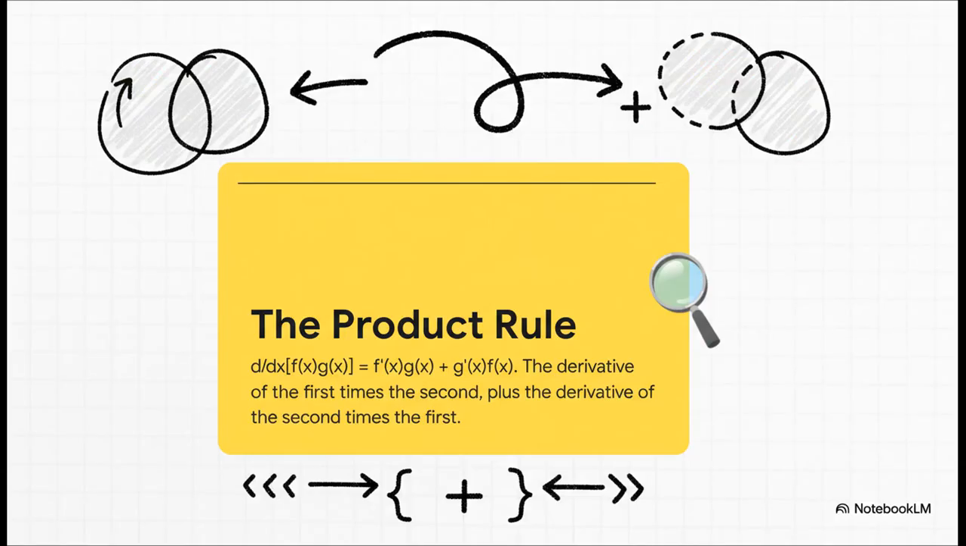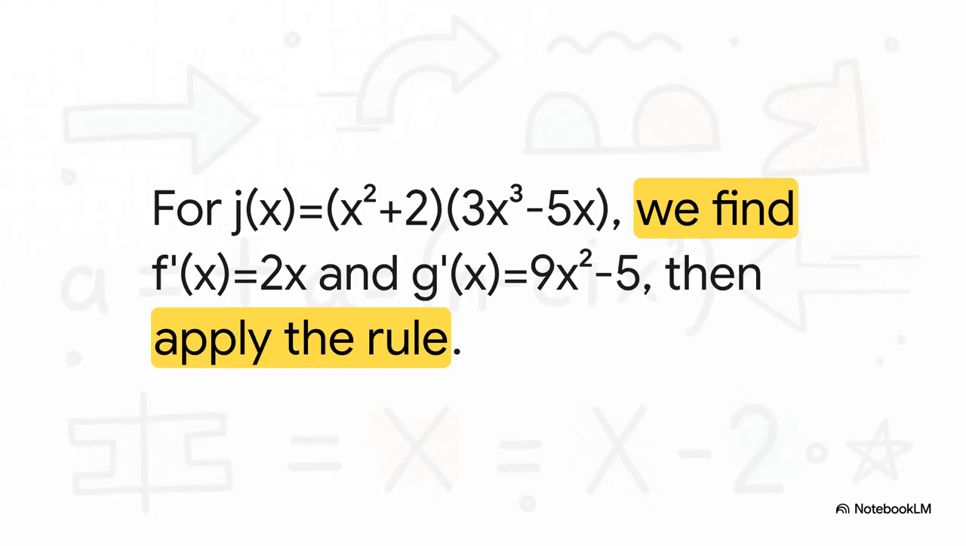And here it is, the product rule. Now, it might look a little complicated at first glance, but there's a really simple pattern. It's just the derivative of the first function times the second one left alone, plus the derivative of the second function times the first one left alone. So let's try it out on this example.